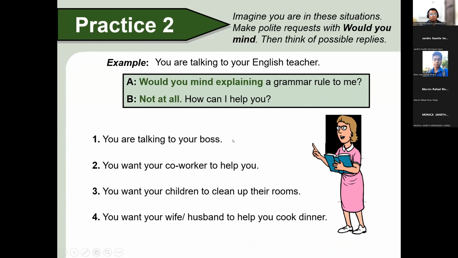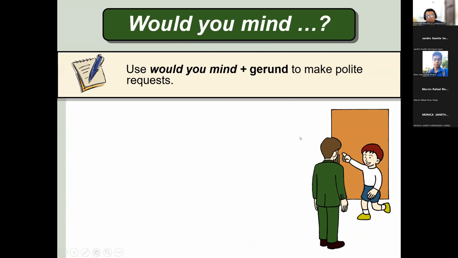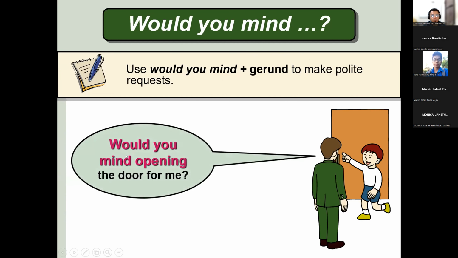So, it says you're talking to your boss, but I think we're gonna get this one because I want to explain this first. The expression, would you mind? When we use this one, would you mind? You will need to use the gerund, okay? El verbo mind va a solicitar siempre que utilicemos un gerund, okay, que es básicamente el ing del verbo. Example, would you mind opening the door for me?